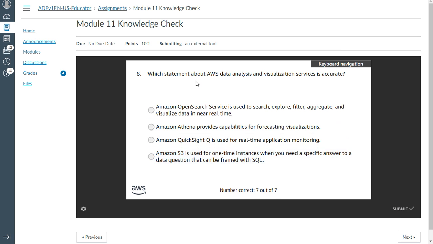The eighth one: which statement about the AWS data analysis and visualization services is accurate? So this is Amazon Athena provides capabilities. No, Amazon OpenSearch. OpenSearch Service is used to search, explore, filter, aggregate, and yes, that should be the right one.